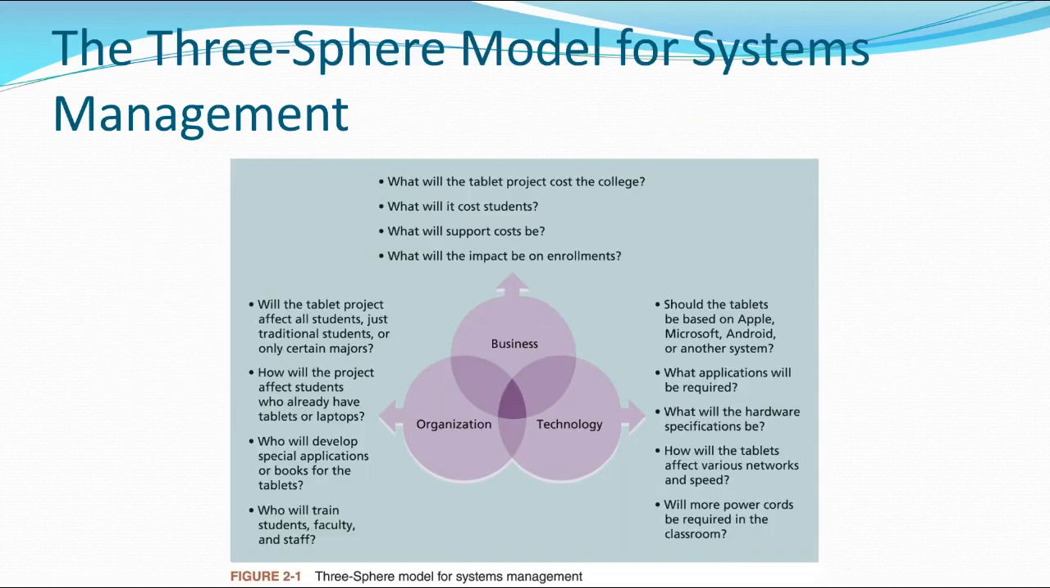So this takes us to what we refer to as the three-spear model for systems management. So we've got three things that cross over. We've got business, organization, and technology. So the business is basically, what is it going to cost for us to do an upgrade, or how does our business work? The organization itself comes down to how does this technology or change affect the people who are going to use it. And the technology part of this is what specific technologies are going to work well.